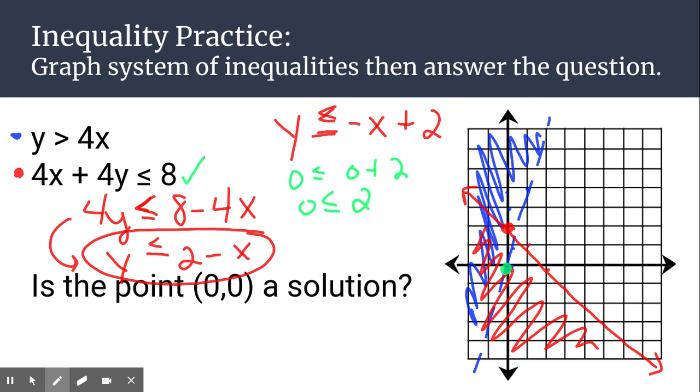But what about my blue inequality? It's on the dashed line. It's not going to be a solution for my blue inequality. If I tested it, I would get 0 is greater than 4 times 0. 0 is not greater than 0. It's equal. So it doesn't work for this guy. So my answer here is no, it's not. It is for the red, but not for the blue inequality, and therefore it is not a solution to the system, because in order to be a solution to the system, it has to satisfy both inequalities.